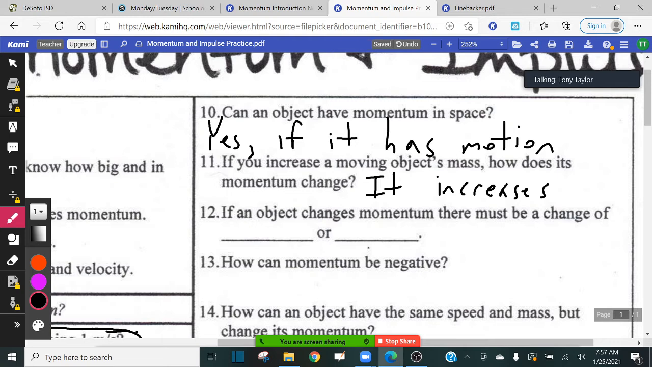Number 12 says, if an object changes momentum, there must be a change of what or what? Well, just look at the equation. If an object was to change its momentum, there must either be a change in its mass or its velocity. Okay. Everybody got that?